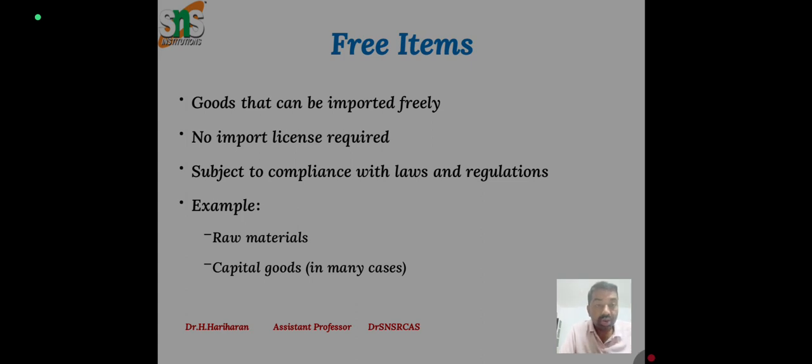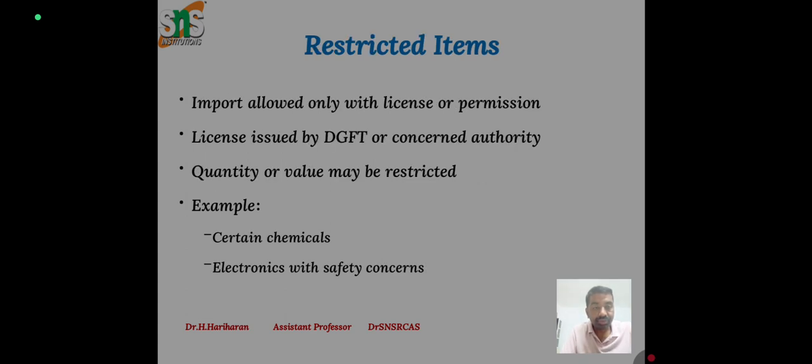Free items: goods that can be imported freely, with no import license required, subject to compliance with laws and regulations. Examples are raw materials and capital goods in many cases. Restricted items: import is allowed only with a license or permission. The license is issued by DGFT or the concerned authority. Quantity or value may be restricted. Examples are certain chemicals or electronics with safety concerns. So, with a proper license, a few commodities can be imported.